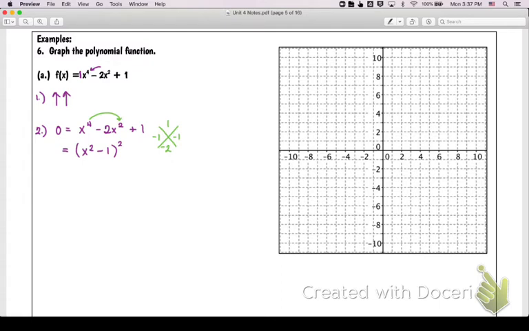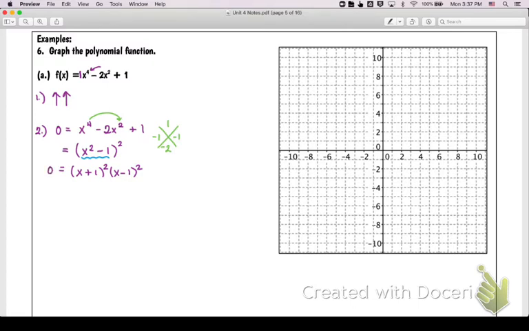Now, I also know when I look at x squared minus 1 that that is a difference of squares. And so I can factor that to x plus 1, x minus 1, but since those came from a squared factor, each of those factors needs to also be squared because you're getting 2 out of each one since it was a squared term.